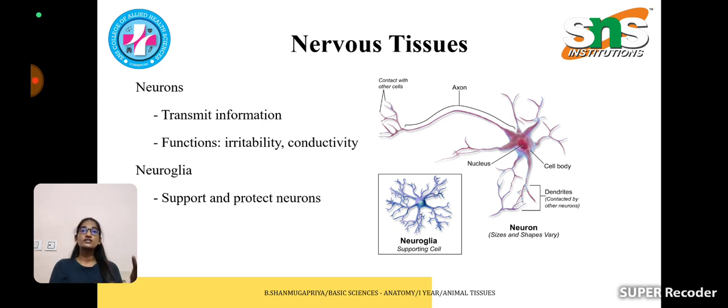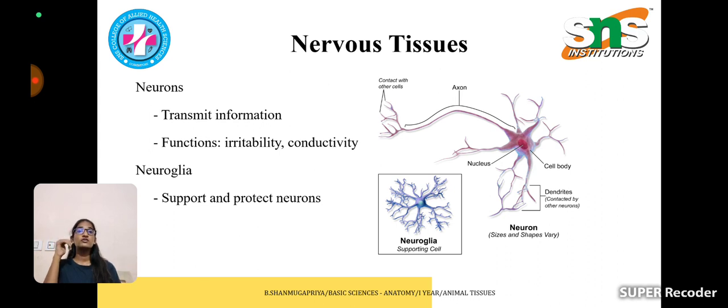Their function is irritability, the capacity to react to various physical and chemical agents, and then conductivity, the ability to transmit the resulting reaction from one point to another. And then we are going to see in detail about the excitable cells, that is neurons, and also about the non-excitable cells, that is neuroglia.